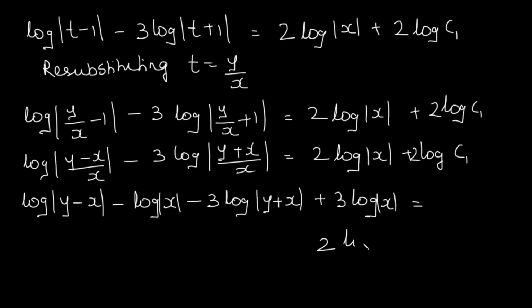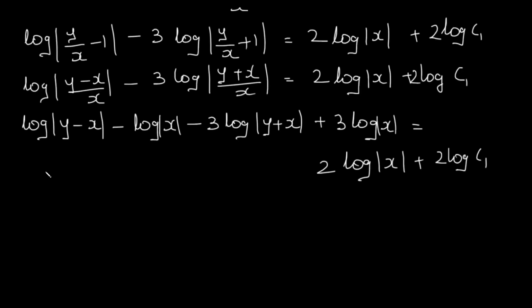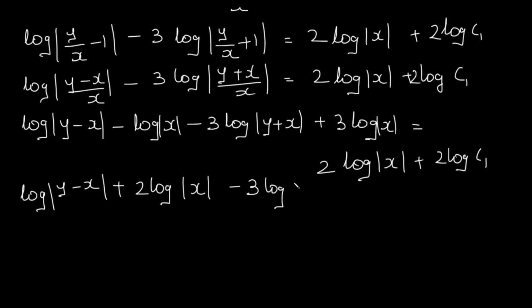Is equal to 2 log x plus 2 log c1. Then in the next step, now log (y minus x), now minus log x plus 3 log x, that is 3 minus 1, it becomes 2 log x. So we write plus 2 log mod of x minus 3 log (y plus x) is equal to 2 log x plus 2 log c1.